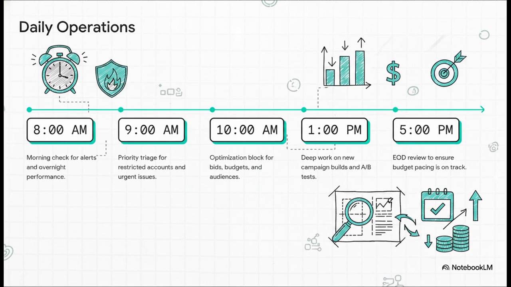Well, let's walk through the daily operations workflow of an optimized media buyer. At 8 a.m., you've got your morning check for overnight alerts. 9 a.m. is priority triage. That's for dealing with restricted accounts or any urgent fires. 10 a.m. is your dedicated optimization block for bids, budgets, and audiences. Then at 1 p.m., you dive into deep work on new campaign builds and A/B tests. Finally, 5 p.m. is the end-of-day review to ensure budget pacing is perfectly on track. With this specific structured schedule, one experienced buyer can comfortably and efficiently manage about 8 to 15 accounts.